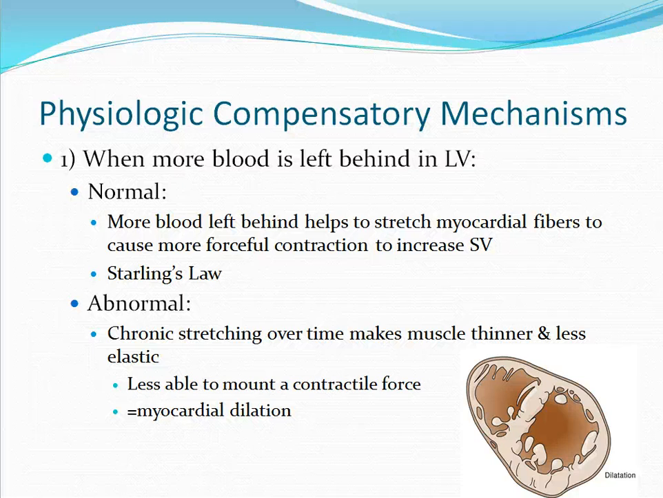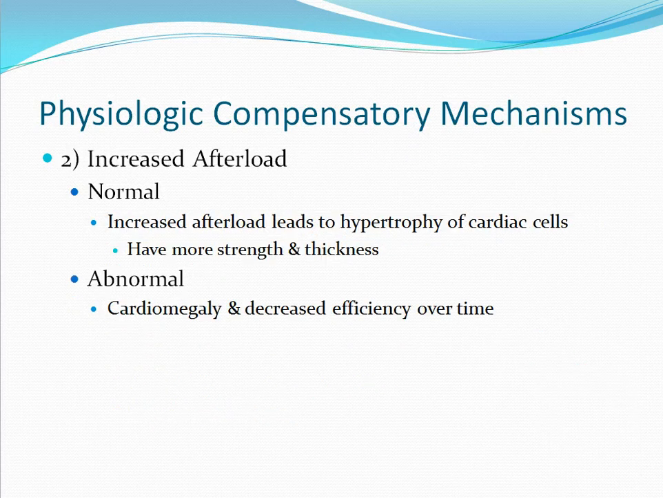However, in congestive heart failure, this chronic stretching that occurs over time makes the muscles thinner and less elastic. As a result, it is less able to mount an increase in this contractile force. This is known as myocardial dilation. Another normal compensatory mechanism occurs with an increased afterload. This will lead to hypertrophy of the cardiac cells, causing them to have more strength and thickness. However, in congestive heart failure, what we see instead is cardiomegaly, and this will cause a decreased efficiency over time.